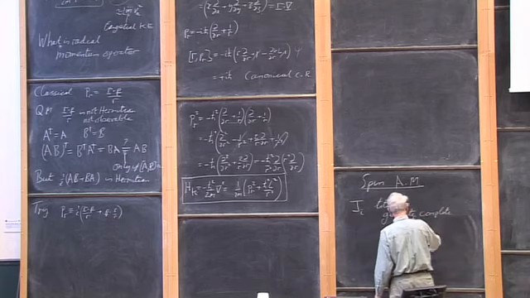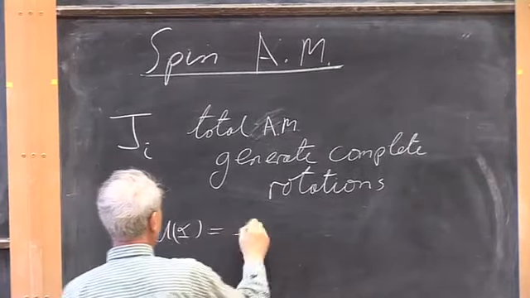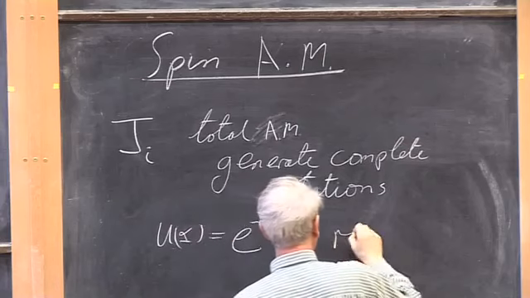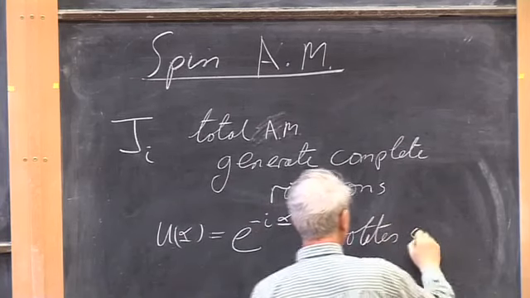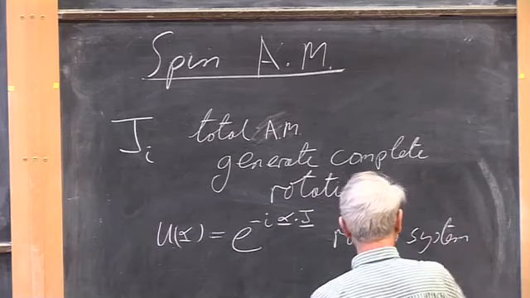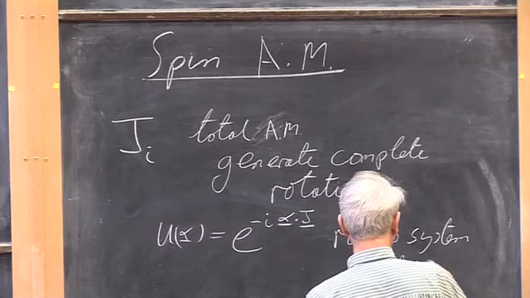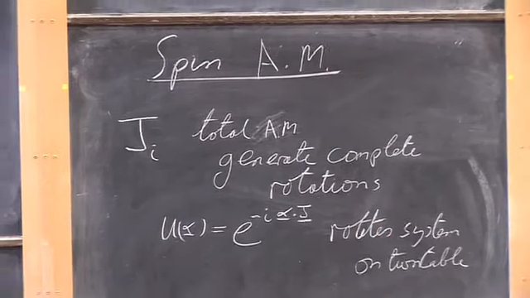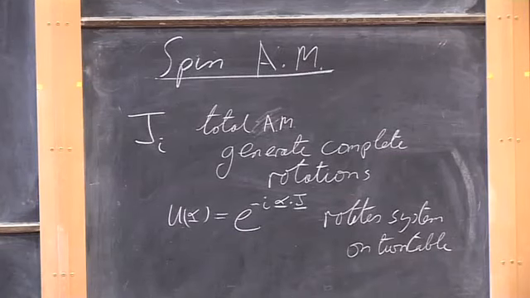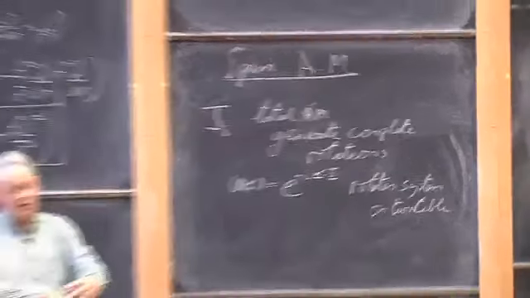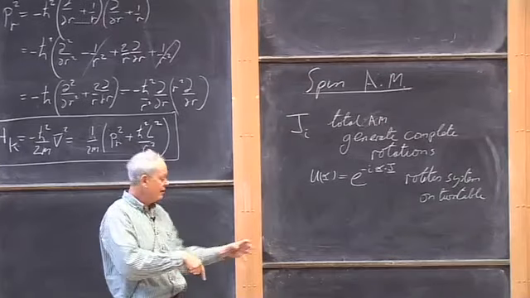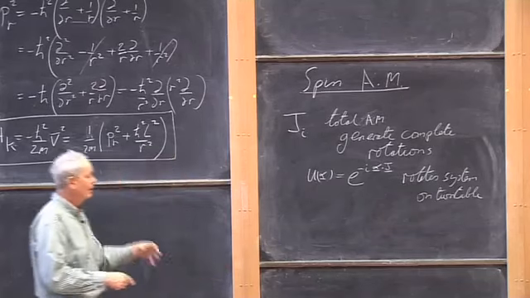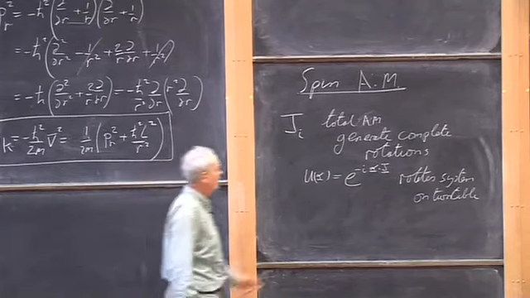So U of alpha being e to the minus i alpha dot J rotates the system as on a turntable. So it moves your system around the origin. It's as if you put your system on a turntable centered at the origin with its axis at the origin, and you turn the turntable round. Your system moves through space and it rotates simultaneously, whatever internal structure it has.